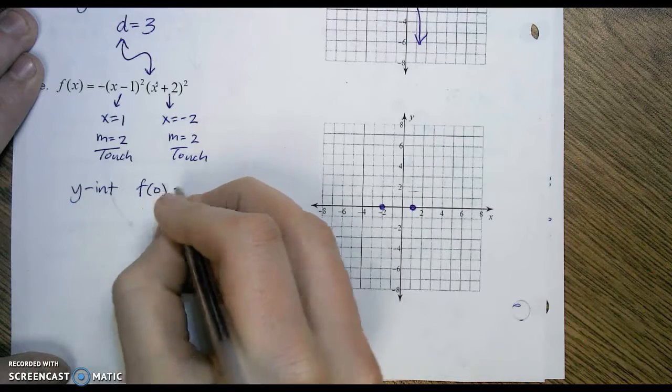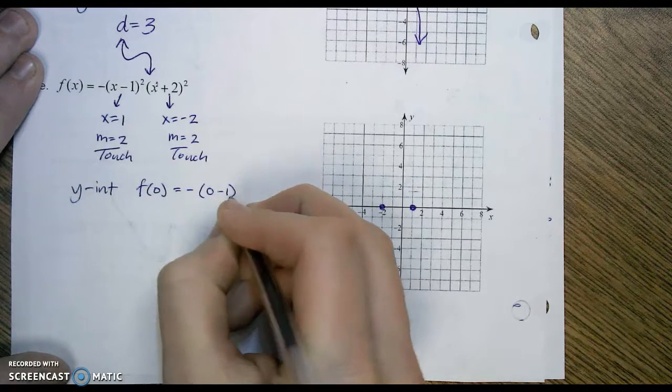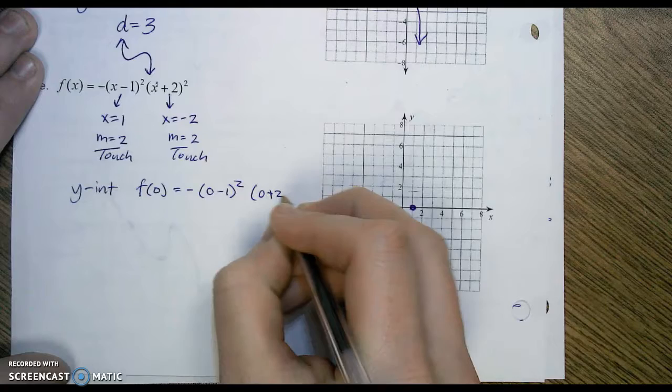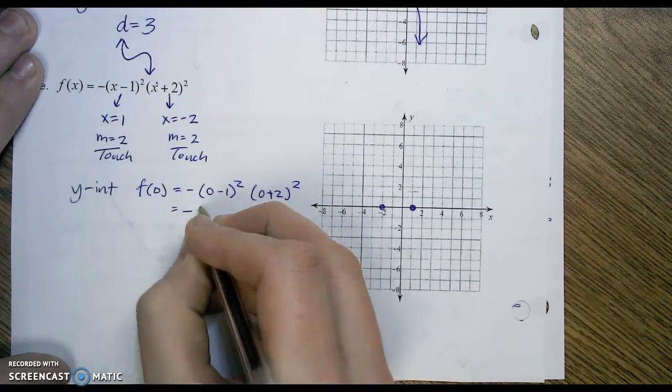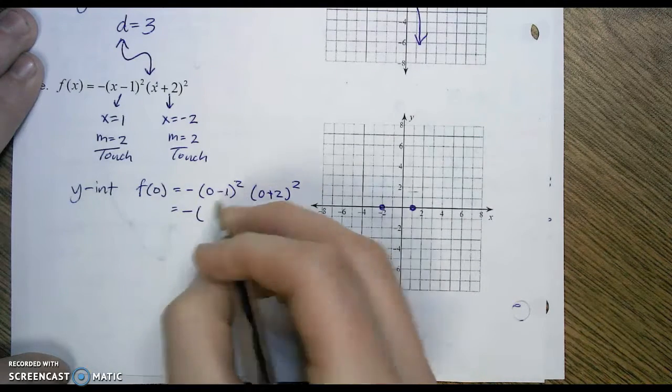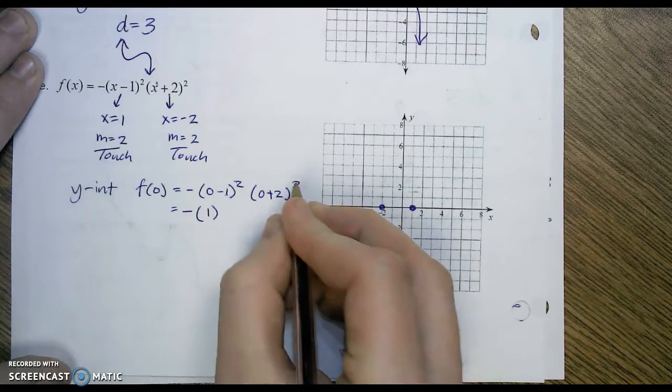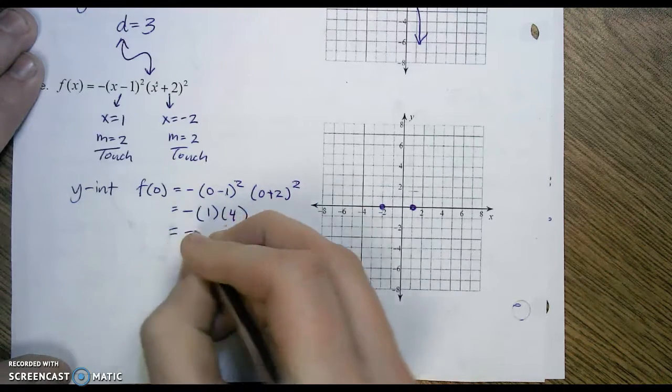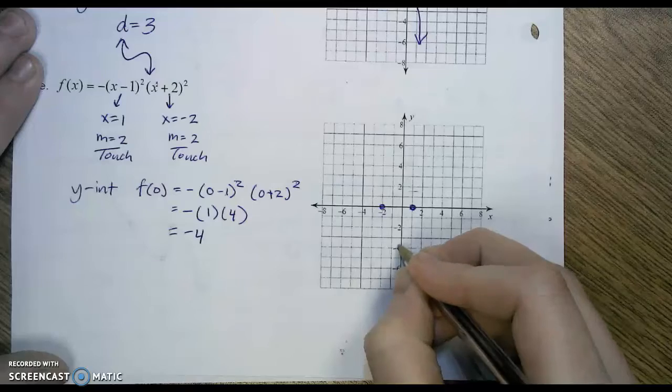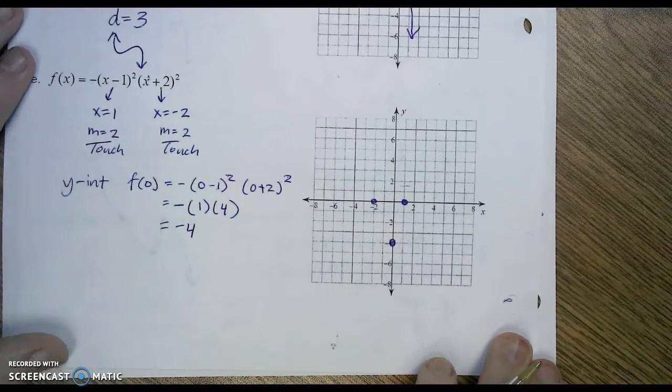So we're going to plug 0 in for the x values, which gives me negative. When I do negative 1 squared, I get 1. When I have 2 squared, I get 4. So negative 4 is where it crosses the y-axis. It's my y-intercept at negative 4.